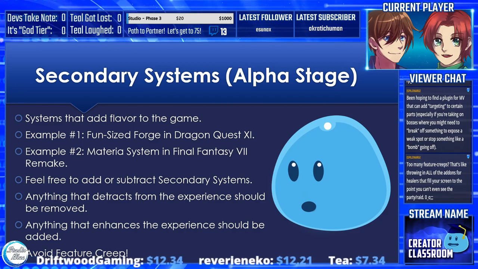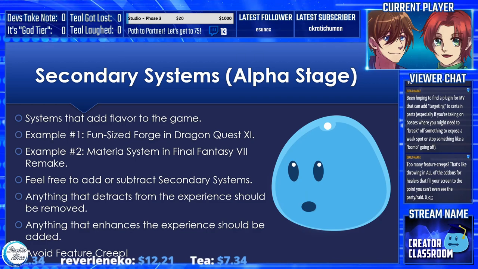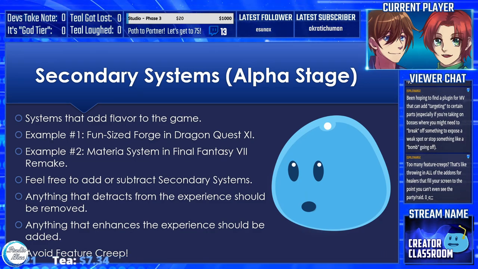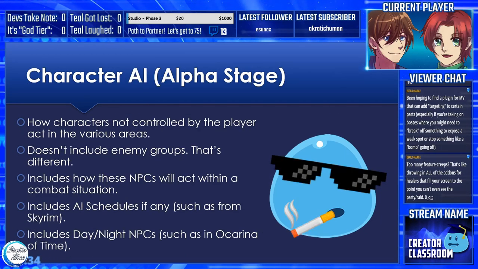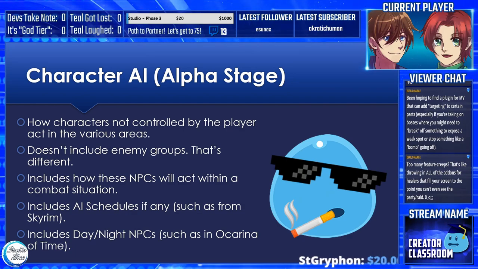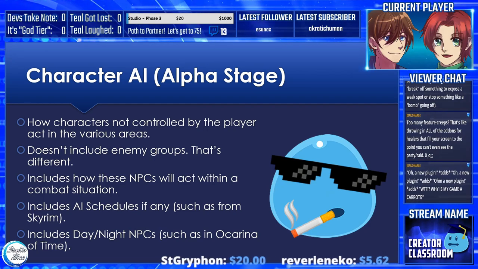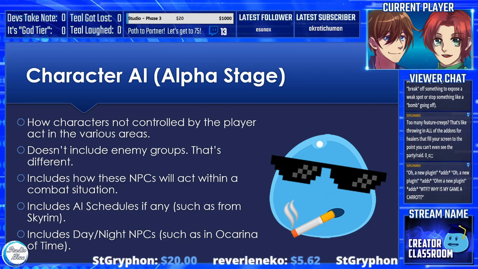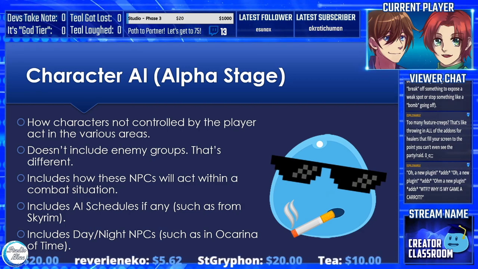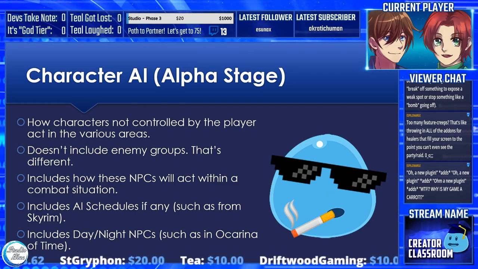So, do you have any other questions about systems? Because we're actually exiting out of core and secondaries and moving on to the next piece, which is what we talked about earlier: Character AI. This is how your characters, both good and bad, will act in the various areas of your game, such as cities, wilderness, dungeons, etc. This doesn't include enemy groups, also called mobs or troops, moving about within an area. That is coming up next.